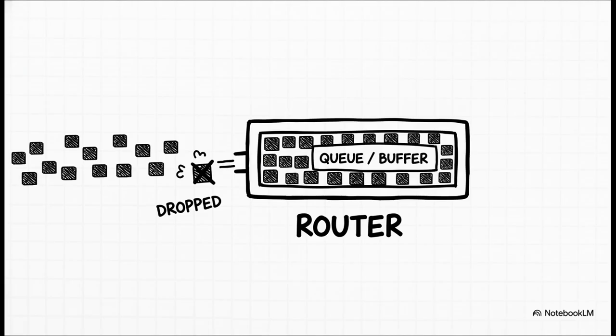But here's the real kicker. These queues, these buffers, they're not infinitely long. They have a finite amount of space. So if a new packet shows up and the line is already full, tough luck. The router has no choice but to just drop it. It just gets discarded. And that, my friends, is what we call packet loss.